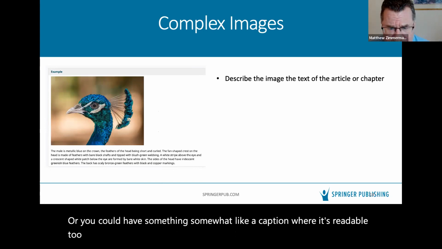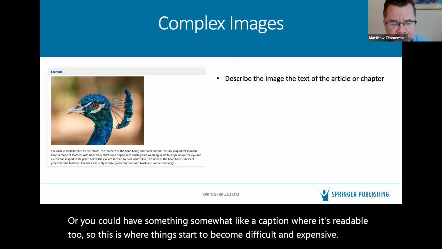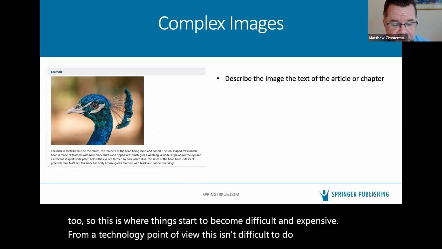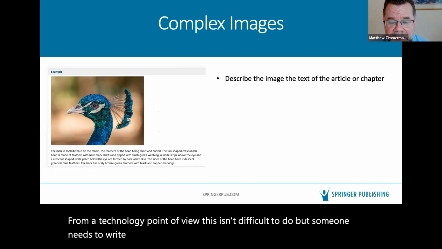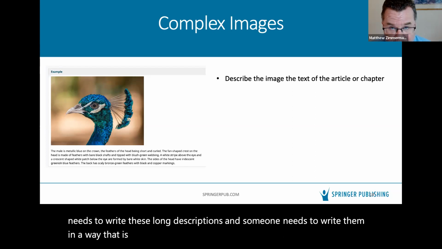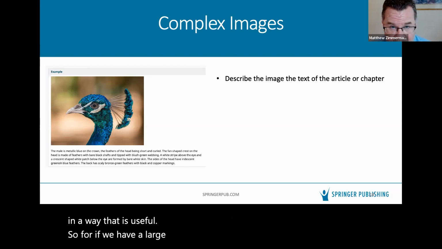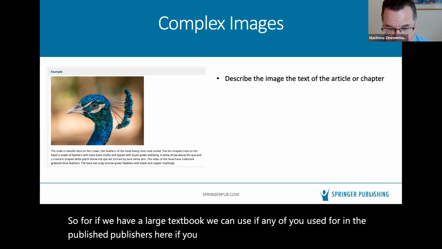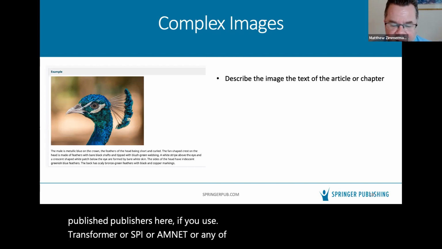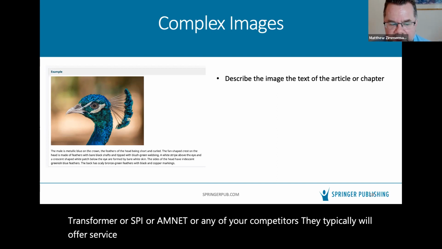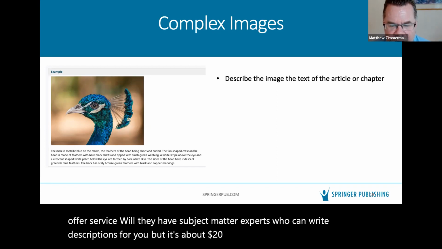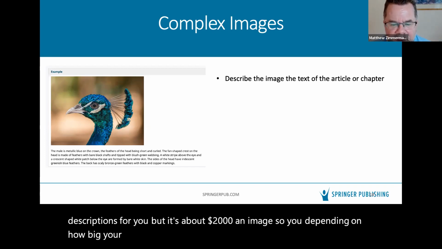So this is where things start to become difficult and expensive. From a technology point of view, this isn't difficult to do, but someone needs to write these long descriptions, and someone needs to write them in a way that is useful. If we have a large textbook, and you use Transforma or SPi or Mnet or any of your compositors, they typically will offer a service. They have subject matter experts who can write descriptions for you, but it's about $20 an image. So, depending on how big your book is, it can get expensive.